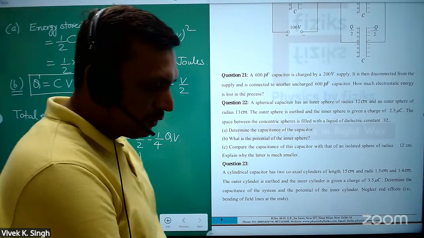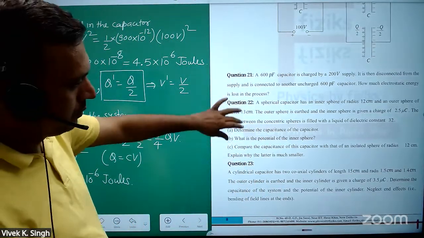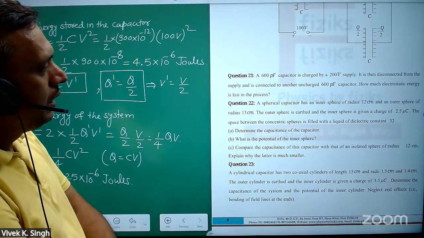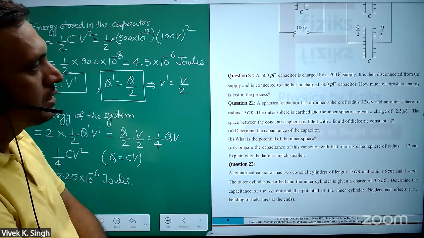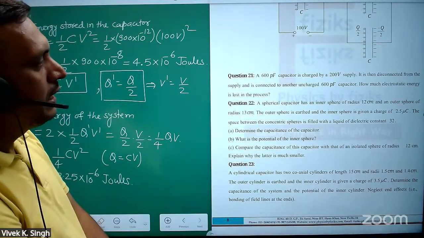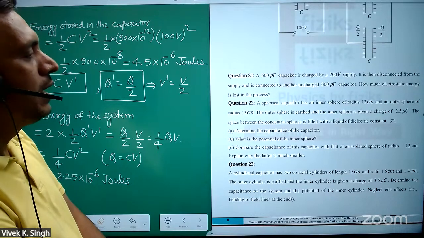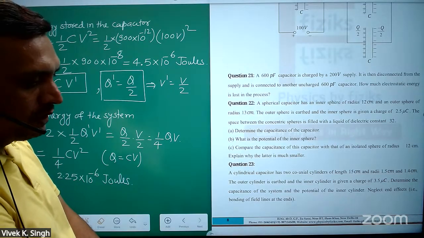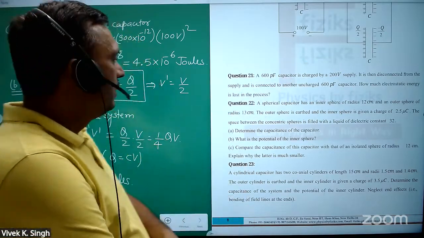Question number 21. A 600 picofarad capacitor is charged by a 200 volt supply. It is then disconnected from the supply and is connected to another uncharged 600 picofarad capacitor. How much electrostatic energy is lost in this process? So you have a similar question like this.